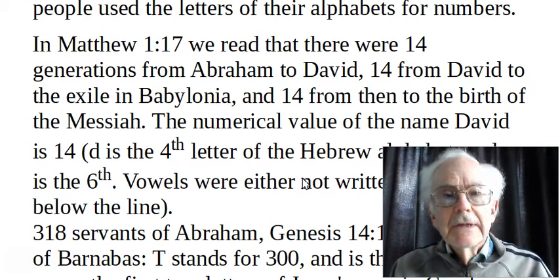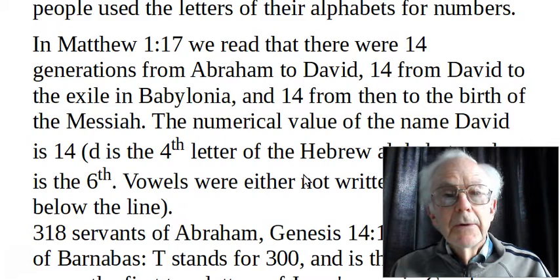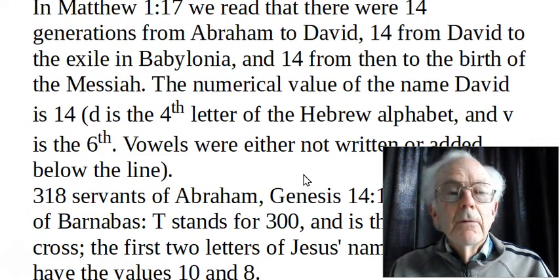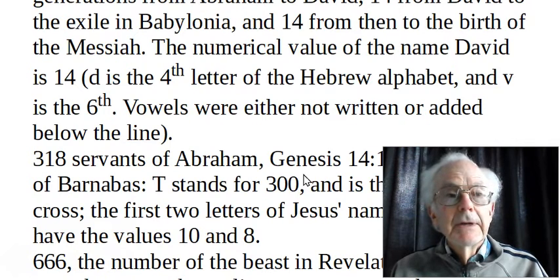In Matthew 1:17, we read that there were 14 generations from Abraham to David, 14 from David to the exile in Babylonia, and 14 to the birth of the Messiah. Well, what's the significance of 14? The numerical value of the name David is 14, because D is the 4th letter of the Hebrew alphabet, and V is the 6th.